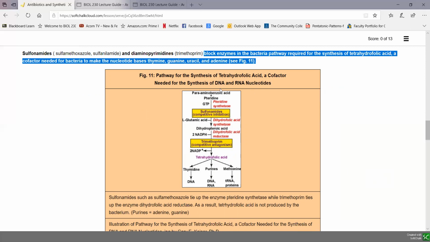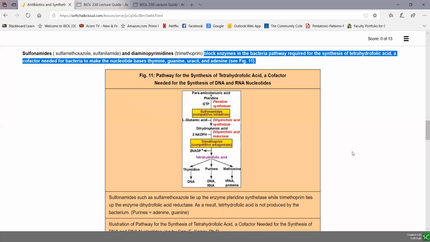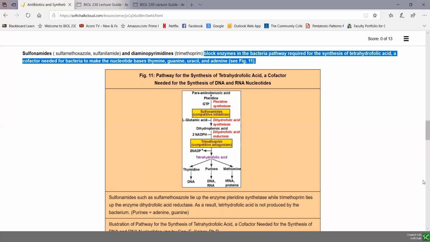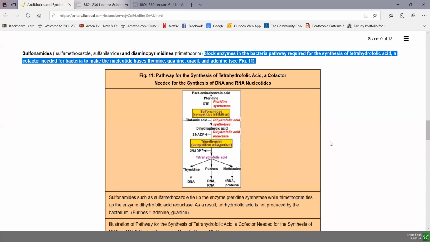And to do this, they take a chemical in their diet called para-aminobenzoic acid and use one enzyme, pteridine synthetase in this case, which you don't have to know, to convert that to glutamic acid. Then they use a second enzyme in red to produce dihydropteric acid. Then they use a third enzyme to convert that to tetrahydrofolic acid. So it takes those three enzymes for bacteria to make the tetrahydrofolic acid, which they have to make in order to synthesize thymine, guanine, uracil, and adenine.